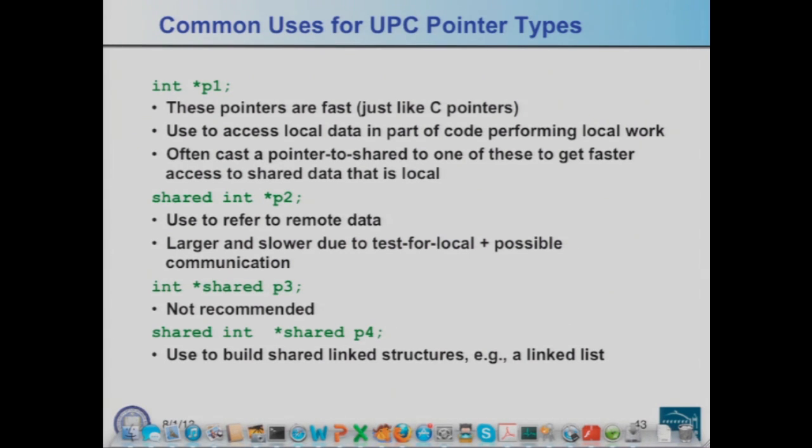So a common thing to do is to take a shared pointer, cast it to a local pointer, and use it, or point it to shared and cast it to a local pointer. And then, as I said, we have the last kind of pointer, around through data structures like linked lists.